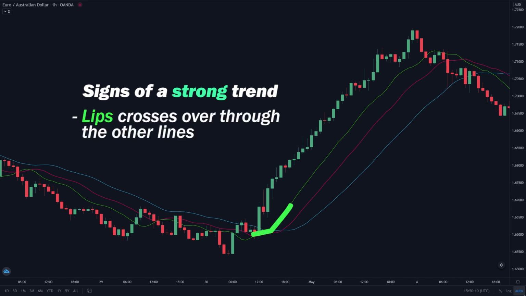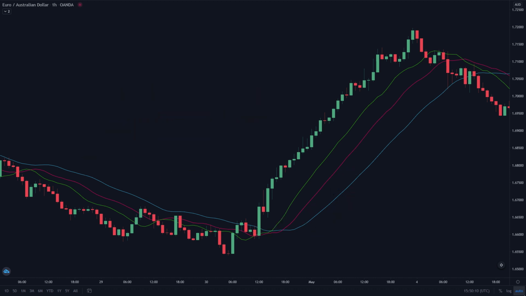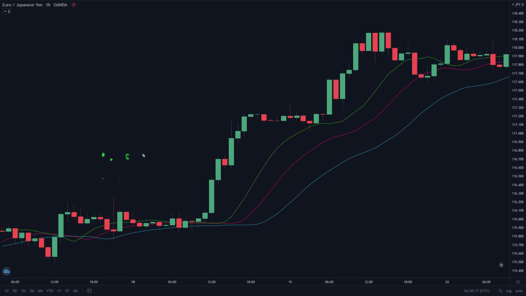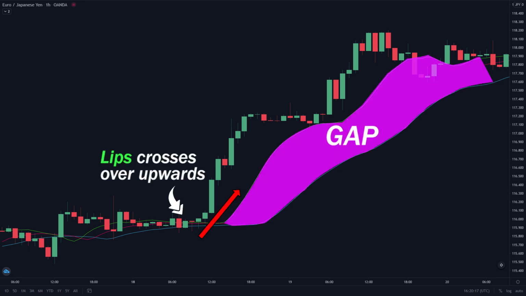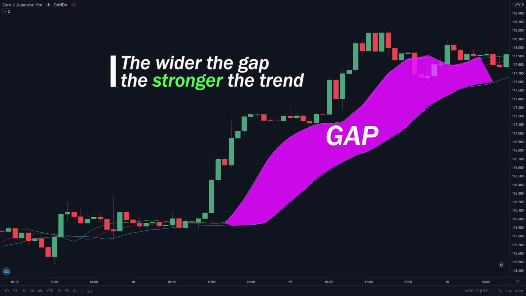We can also identify if strong trend momentum is happening in the market by looking at whether the lips cross over the other lines, plus the slower lines following in that direction. For example, in this chart, the lips cross upwards while creating a gap between the lines. These gaps are very important because they show how strong a trend is. The wider the gap, the stronger the trend will be.